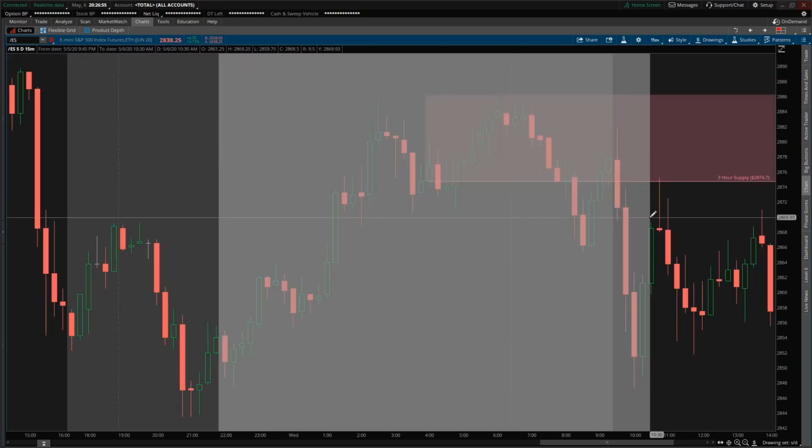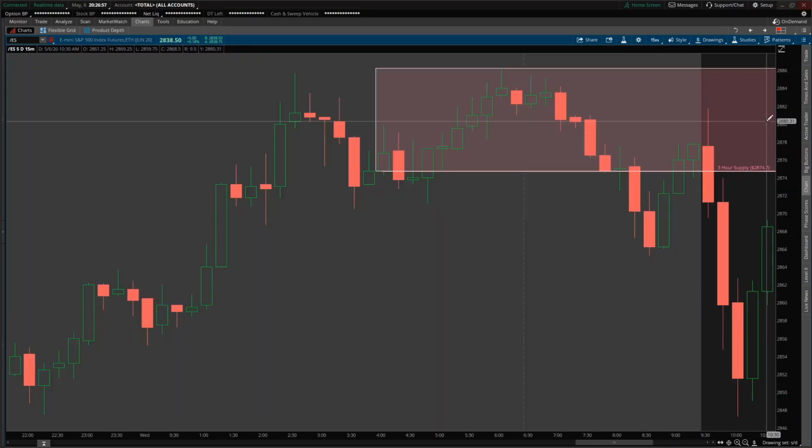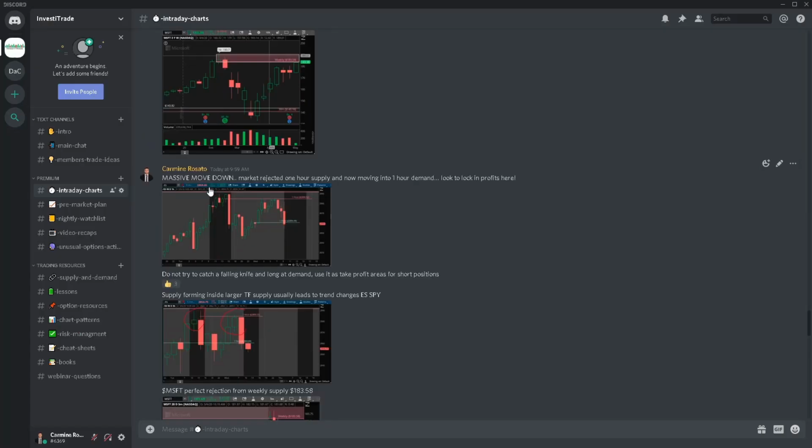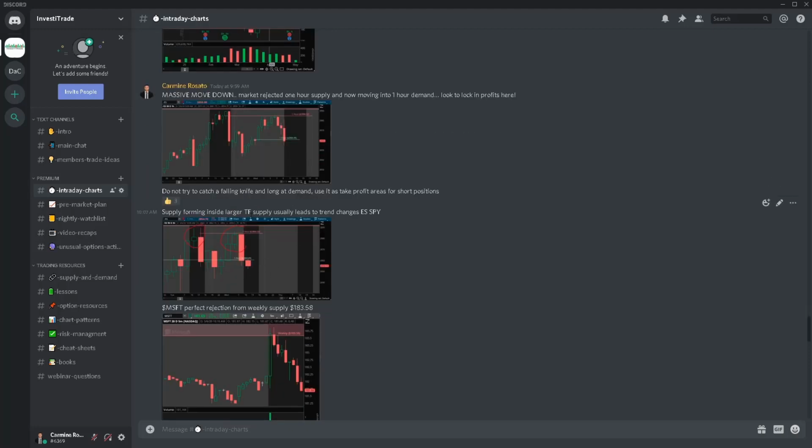So what I do is I wait for the stock to relief bounce or rally into supply, and it will give us an area to get short, and it is an area where the market has a high probability of possibly turning. So I put this in the Discord. This is what I was watching at 9:59. Massive move down. I said, don't try to catch a falling knife by going long at demand. Use it as a take profit area for short positions.